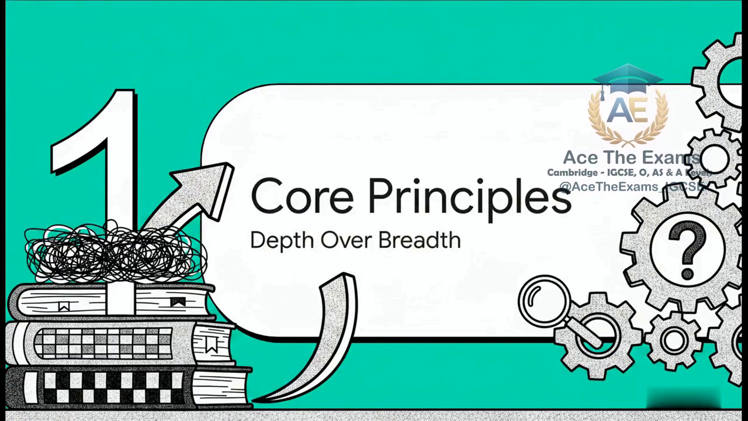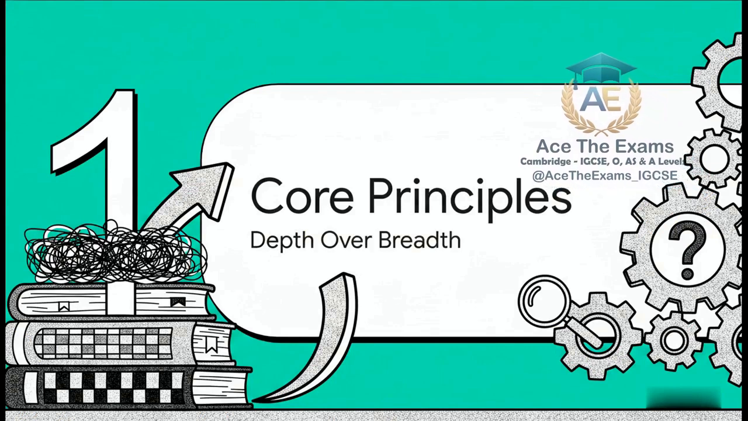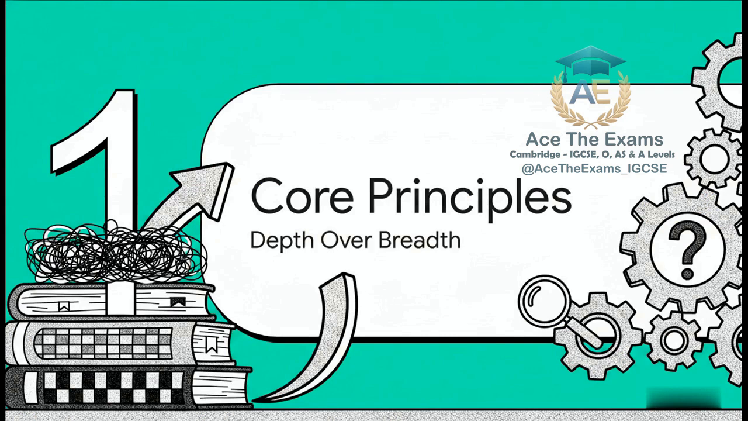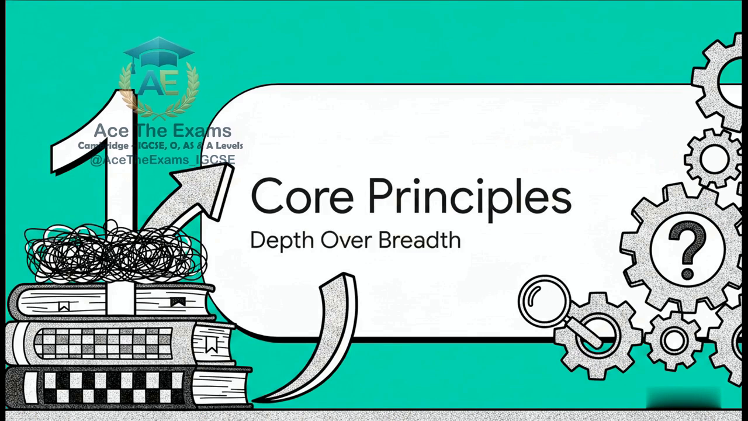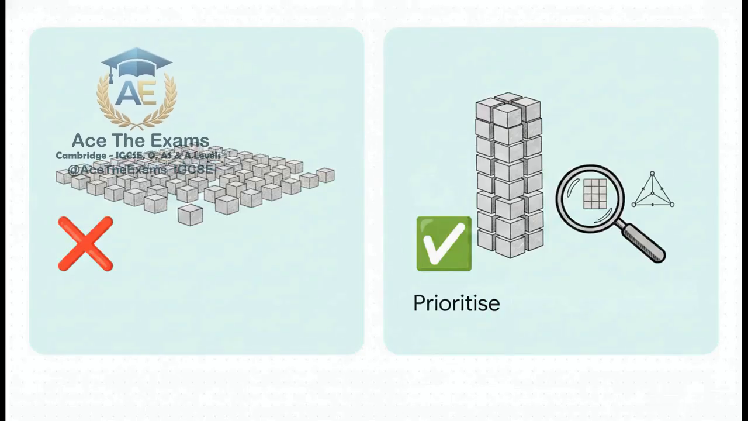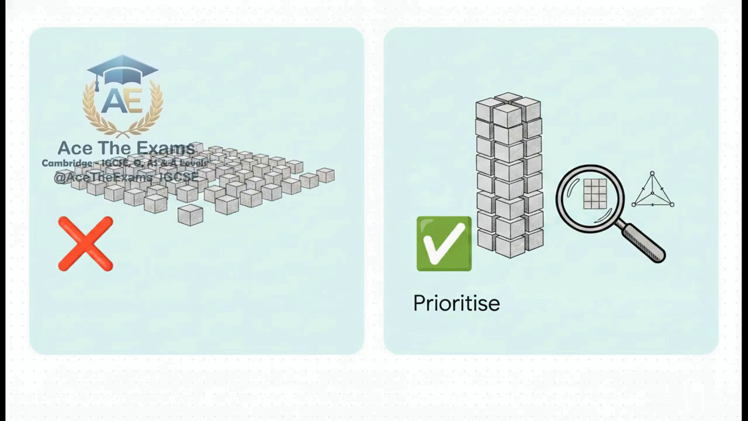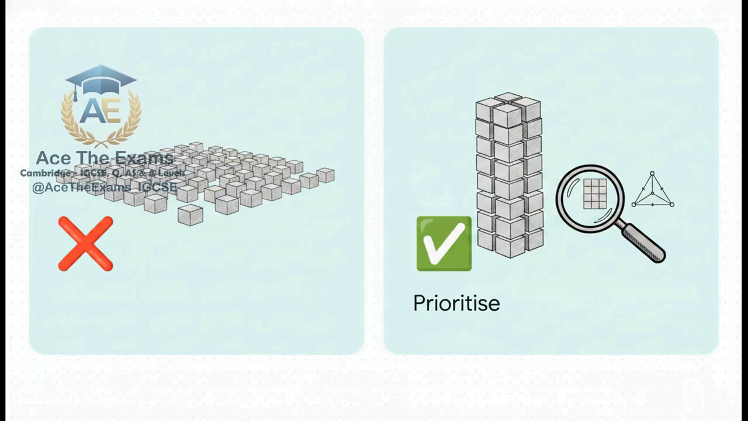Let's move straight into Act 2, starting with our first section, Core Principles. The golden rule here is depth over breadth. You need to decode the command words that Cambridge throws at you. If the exam says evaluate, it doesn't want you to just describe. This right here is why Alex failed. Alex went for superficial breadth, but examiners are explicitly looking for analytical depth.